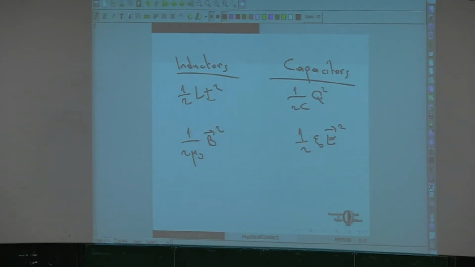Well, you see, what we did was calculate the work that we had to do in order to build up this current in the inductor. We are not doing work against the magnetic field, but still the work that we have done is converted into energy stored in the magnetic field. If you are doing work, you are transferring energy to your system, and that energy has to be stored somewhere.